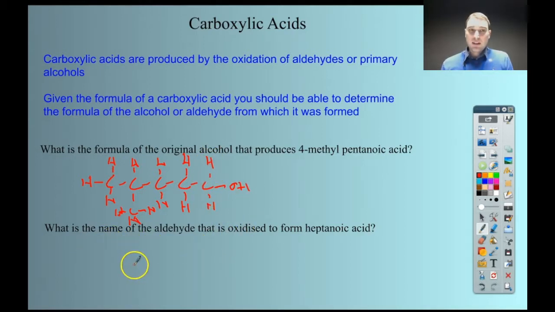The second question says, what is the name of the aldehyde that's oxidized to form heptanoic acid? Well, we just have to write the name. Again, we can draw heptanoic acid, so let's do that. Hept is 7, so 1, 2, 3, 4, 5, 6, 7. We'll make it into the carboxylic acid, C double bond O, OH. Make sure you bond from the carbon to the oxygen. Fill in the rest of the H's.